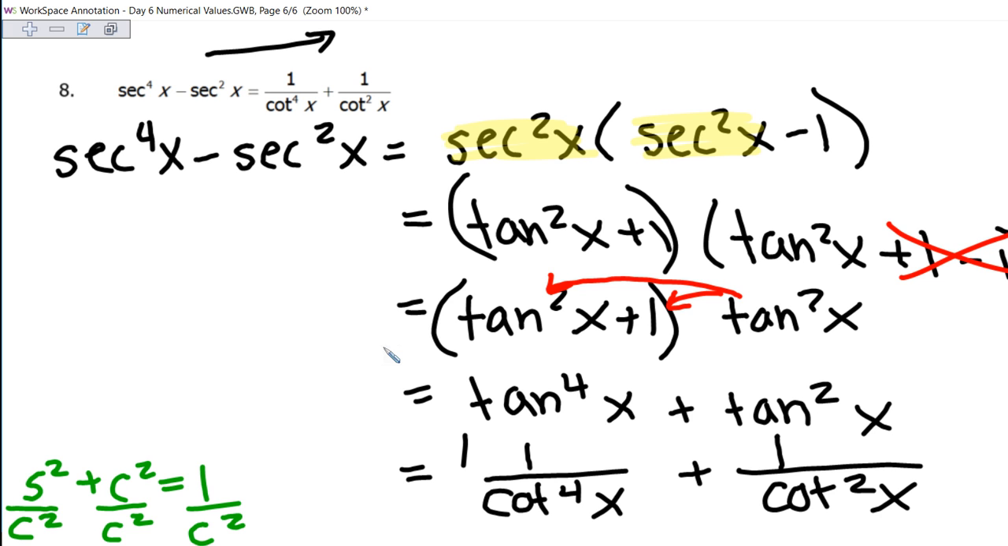So really the only new thing for today with the verifying is that if you have a squared term, you can replace it with a Pythagorean identity. Like what we did here. Instead of secant squared, we replaced it with tangent squared plus 1.